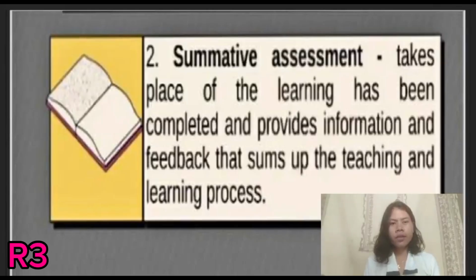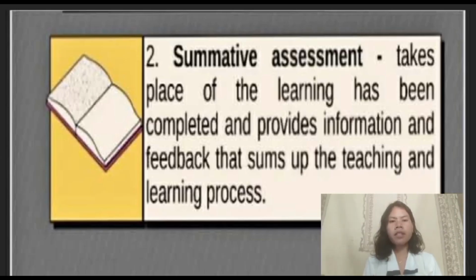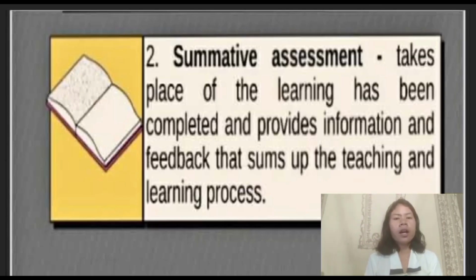That's all. So let's proceed to the second type of assessment, which is summative assessment. Summative assessment takes place after the learning has been completed and provides information and feedback that sums up the teaching and learning process. Summative assessment is always graded and recorded. Examples of summative assessment are prelim, midterm, final exam, periodical exam, project, and portfolio.